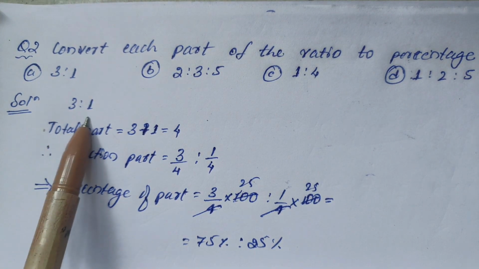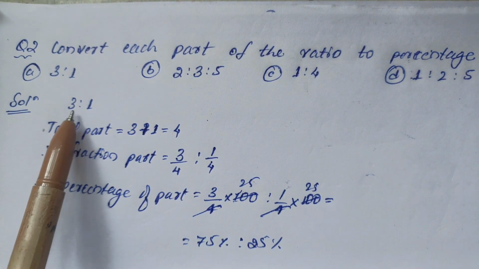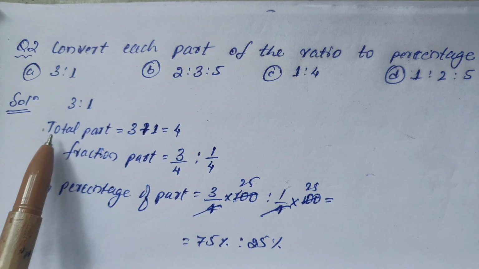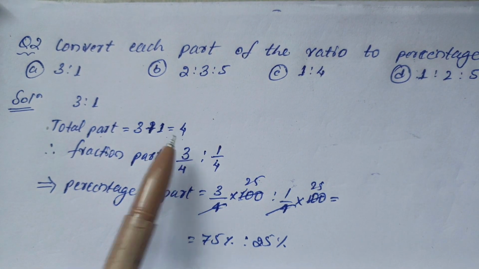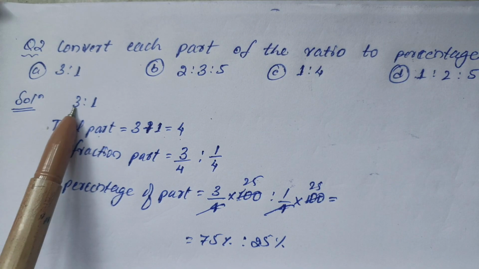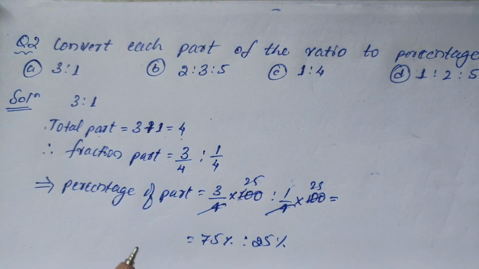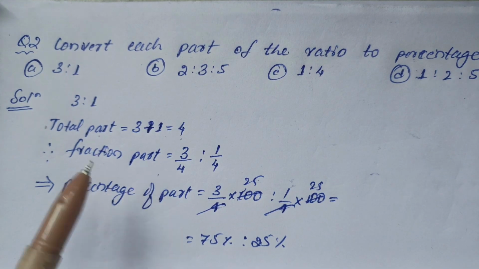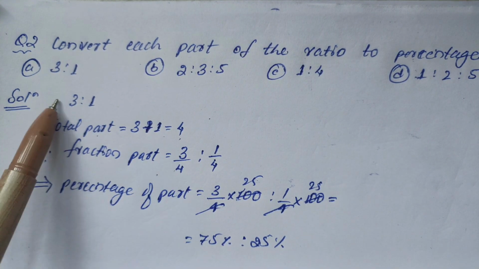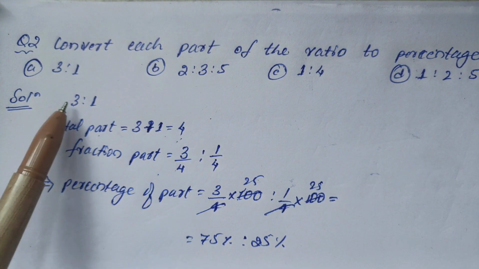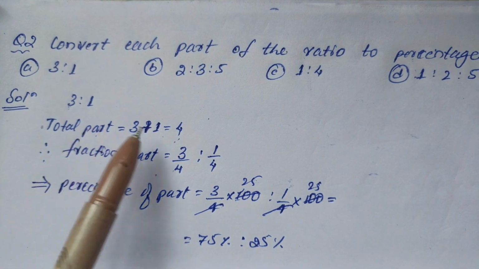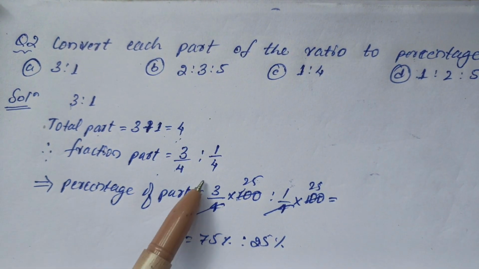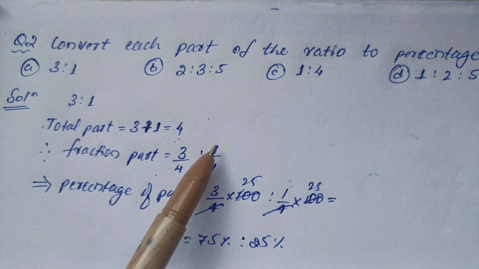Let's see it. Let's take 3:1. So now what should we do? We should first add 3 plus 1, the total part. So 3 plus 1 is equal to 4. So the total is 4 here. They have given the ratio, so how to write this? Therefore the fraction part of this is 3 divided by 4 is to 1 divided by 4, because we know what the total is, right?